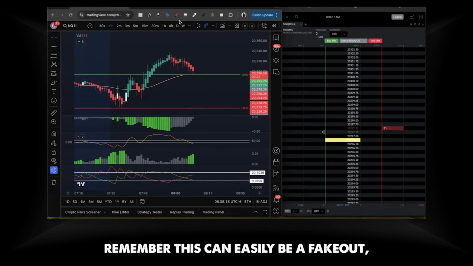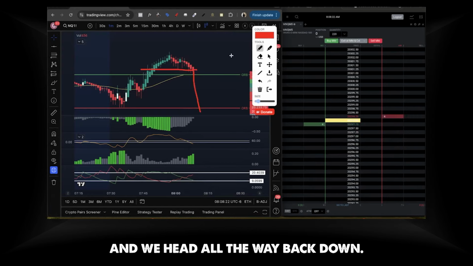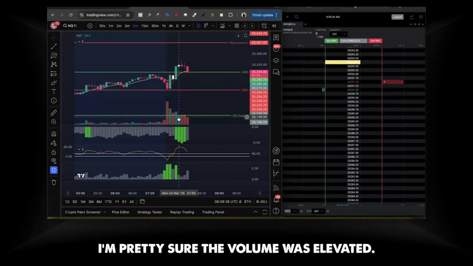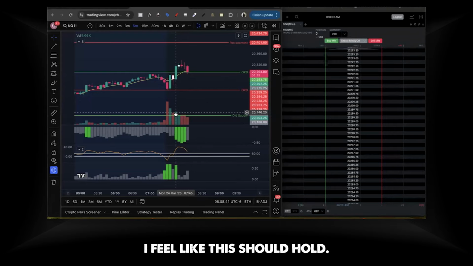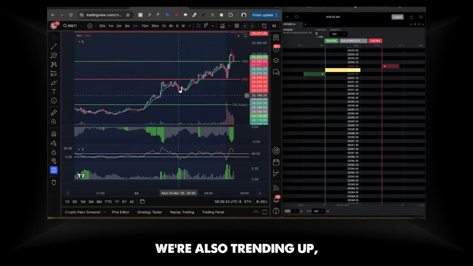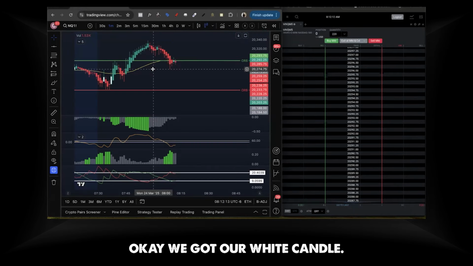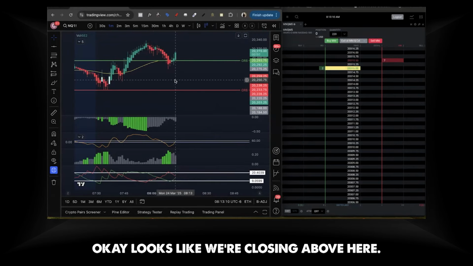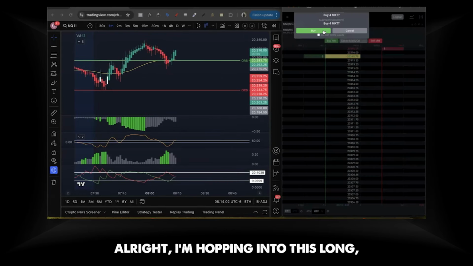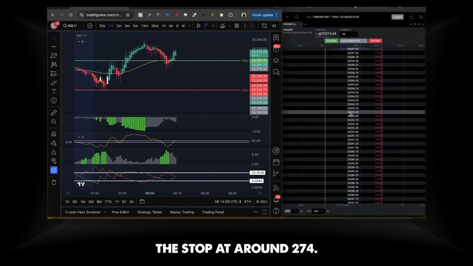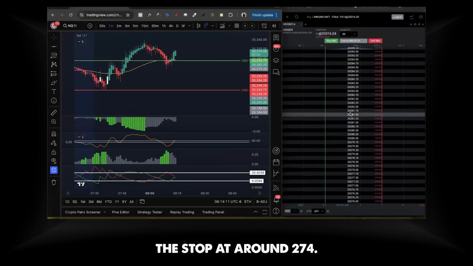Remember, this could easily be a fake out. We head all the way back down. I'm pretty sure the volume was elevated. I feel like this should hold. We're also trending up, so it makes sense for this to hold. Okay, we got our white candle. Okay, looks like we're closing above here. All right, I'm hopping into this long, the stop at around 274.